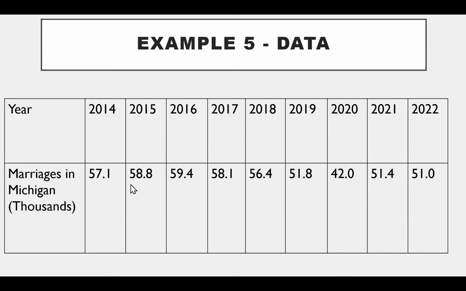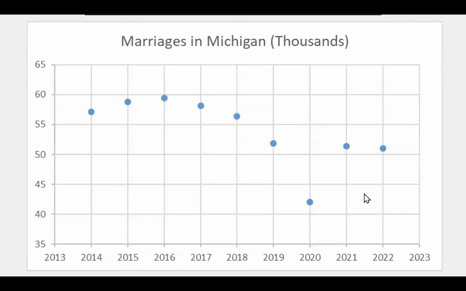So you can see that the number of marriages has fluctuated from year to year. It looks like this if we draw a scatter plot. 2014 up here, went up a little bit, and then it goes down. And then there is this kind of weird deviation in 2020 because of COVID lockdowns. And again, that's just what happened.